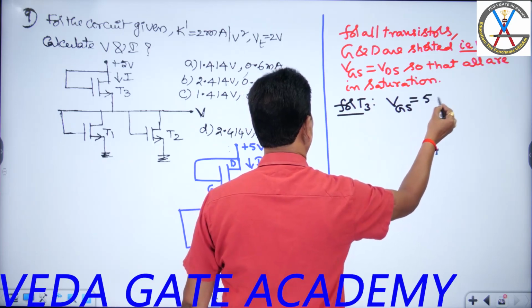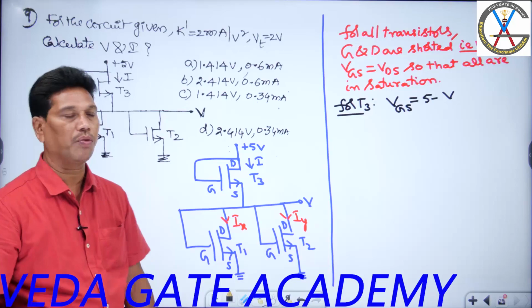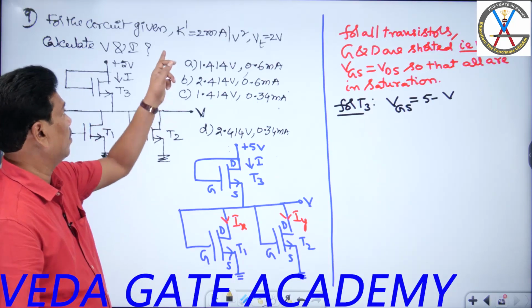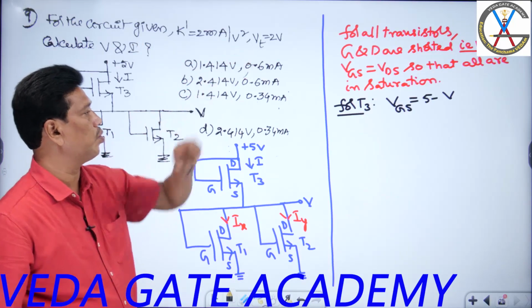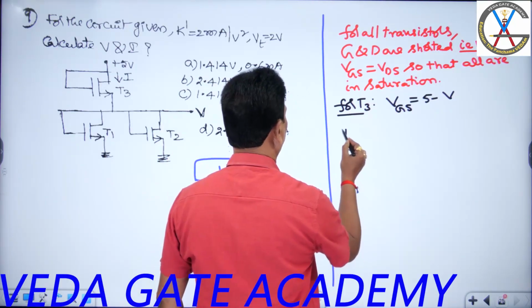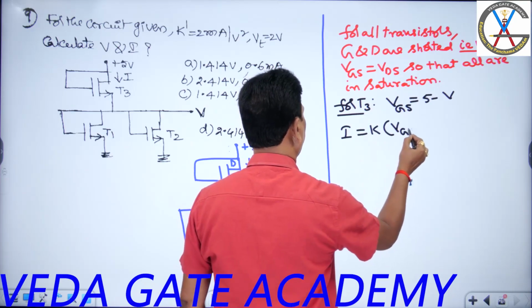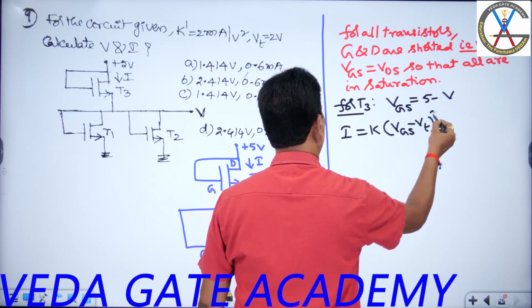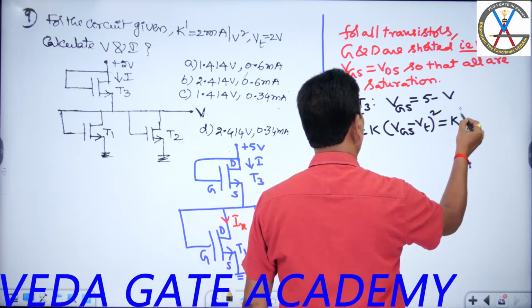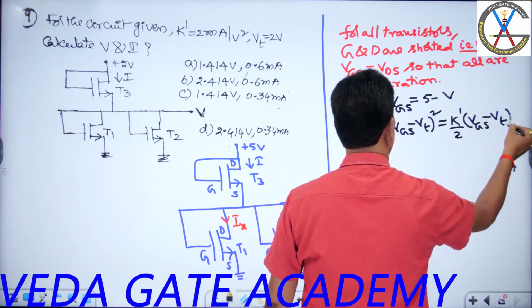V is equal to 5 volt, source potential equal to common voltage V there. What is that? Vt equal to 2 volt, sir, and already given I there. I equal to K into VGS minus Vt whole square, you know, that equal to K dash by 2 into VGS minus Vt whole square.